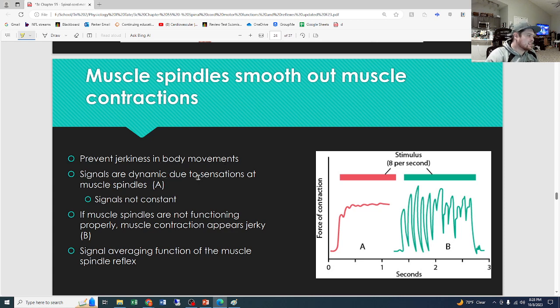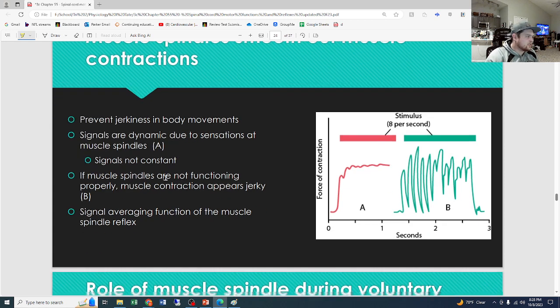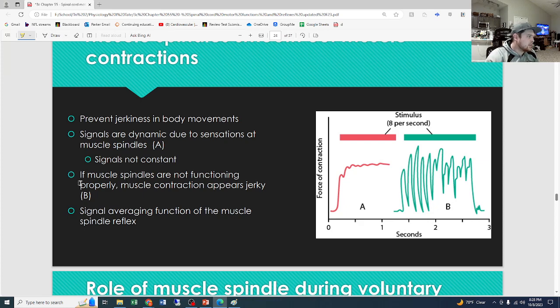The signals are dynamic due to sensations at the muscle spindles, and the signals are not constant. So if the muscle spindles are not functioning properly, muscle contraction appears jerky. The signal averaging function of the muscle spindle reflex.